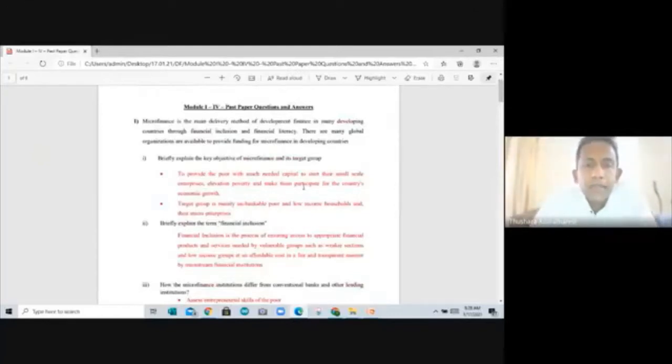Microfinancing is the main delivery method of development financing in many developing countries through financial inclusion and financial literacy. There are many global organizations available to provide funding for microfinancing in developing countries. That's like general explanation. Part 1: briefly explain the key objective of microfinancing and target group. So this is the type of questions we generally get for microfinancing, right?